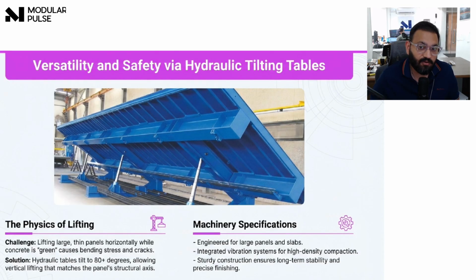Now let's talk about one of the most important machines from a safety and quality point of view, the hydraulic tilting table. Large wall panels are heavy. If lifted wrongly, they can crack or even collapse. Hydraulic tilting tables solve this problem. The panel is cast horizontally, which allows easy placement of reinforcement, conduits, blockouts, and openings. Once the concrete gains strength, the table slowly tilts the panel into a vertical position. This ensures uniform stress distribution, no bending cracks, and safe lifting.